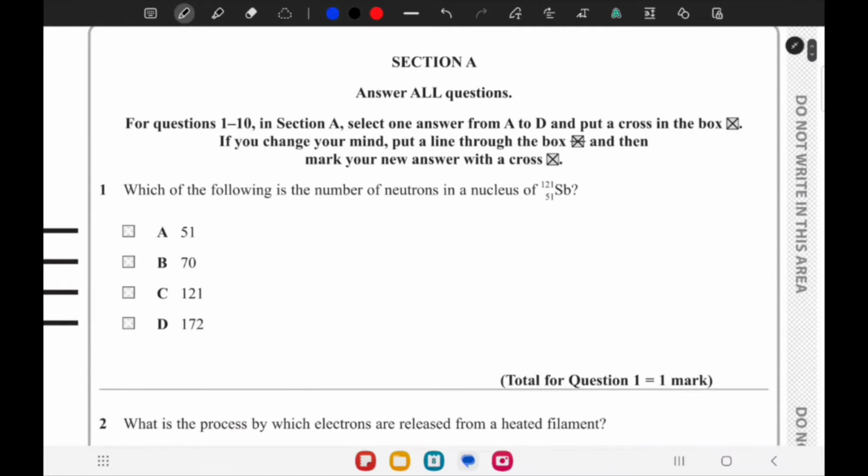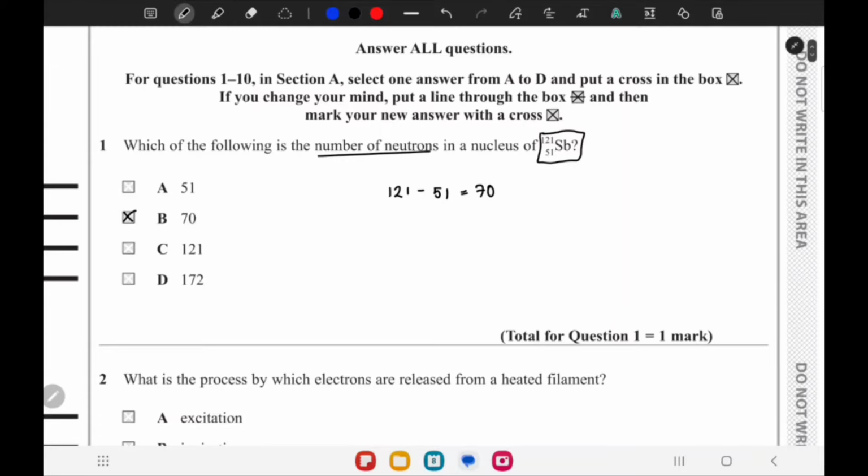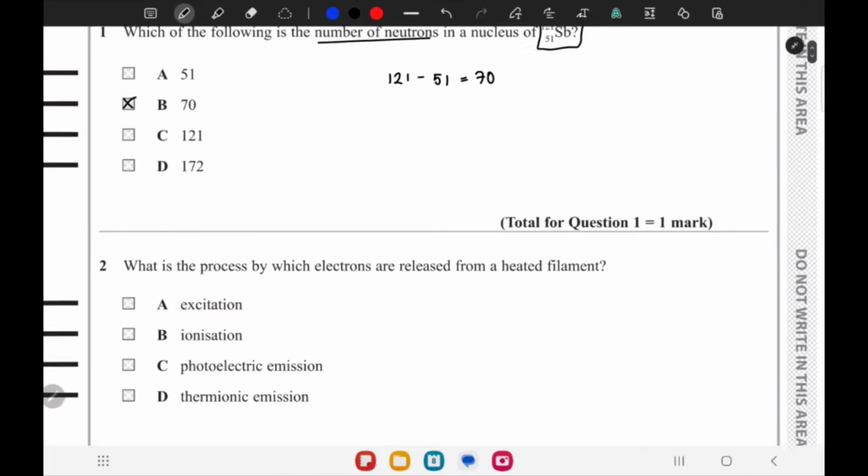In question number 1, we are asked the number of neutrons in antimony 121. So the number of neutrons would be the mass number minus the atomic number. So this would be 70. So option B is the answer.